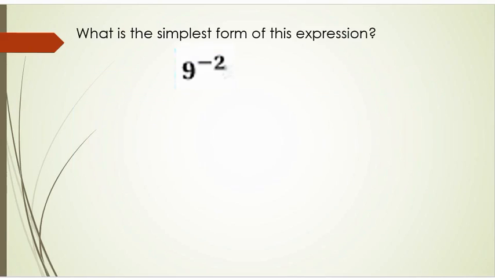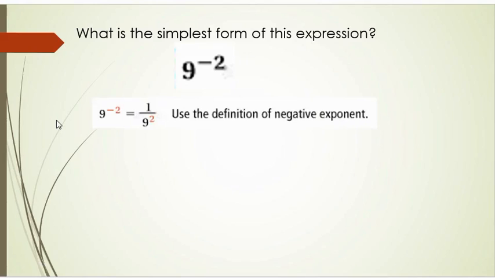What is the simplest form of this expression? So you want to think, what does it mean if I have a negative exponent? If I have a negative exponent, that means I'm going to flip it and make it positive. So I have 1 over 9 squared. Now you're not done because you can now do 9 squared. So you have 1 over 81.